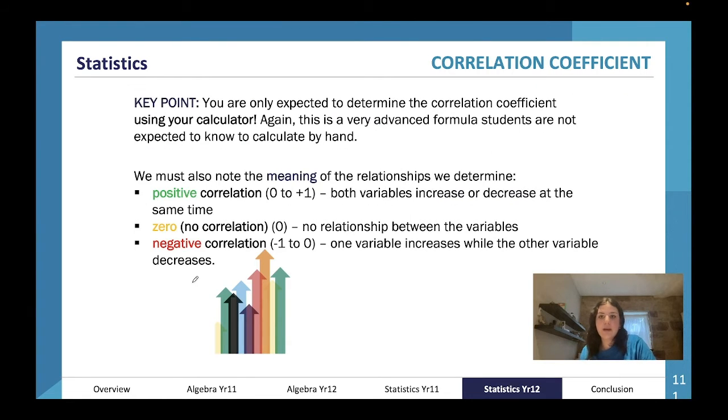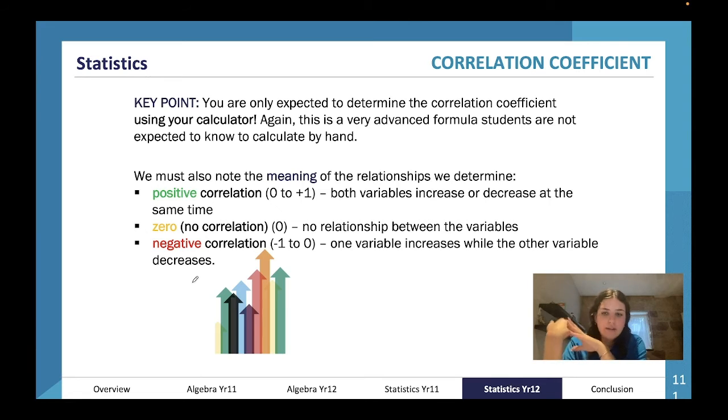So here's a key point. You are only expected to do this via our beautiful calculators. There is no way for you to use the Pearson's correlation coefficient without using a calculator to work it out. They are not expecting you to be able to do that. In fact, they're not going to teach you how to do that because it's very, very complicated. So we need to note the meaning of the relationships. If it's positive correlation between two things, it means that both things increase or decrease at the same time. Both of the people's heights go up at the same time.